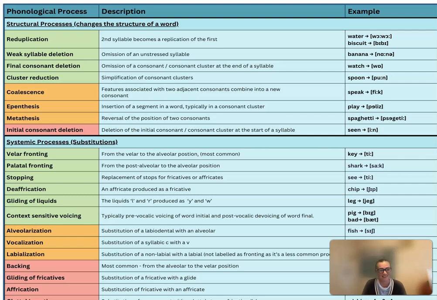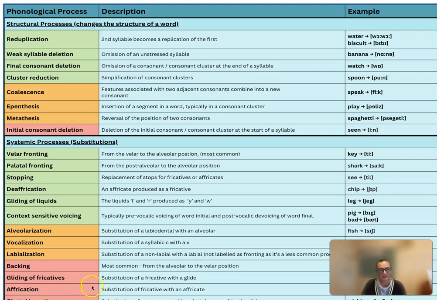Hi, this is a quick video to go over the common phonological processes that might be present with children with speech sound disorder, but we're also going to go through some of the typically developing phonological processes that a lot of children will have in the younger years as well.